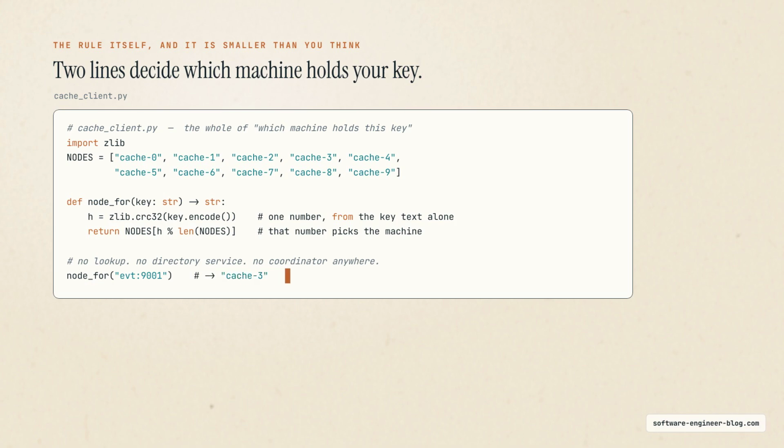There is no lookup. There is no directory service. There is no coordinator. Every application server in your fleet runs these same 2 lines and gets the same answer without talking to anybody. And the spread really is good.